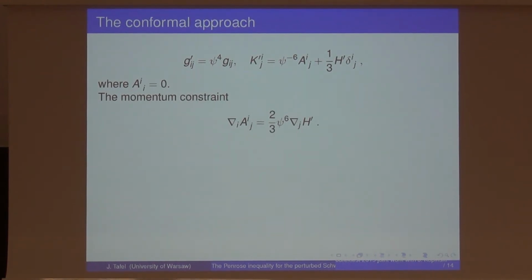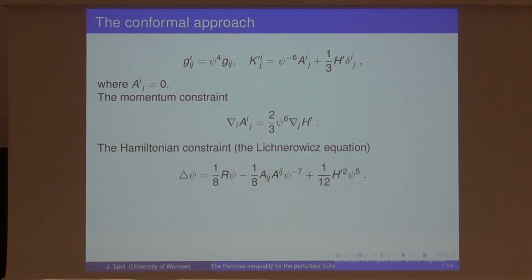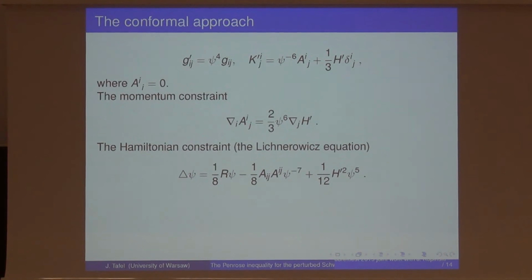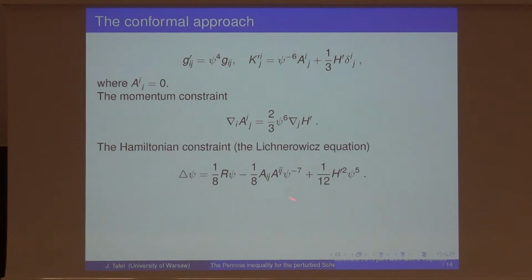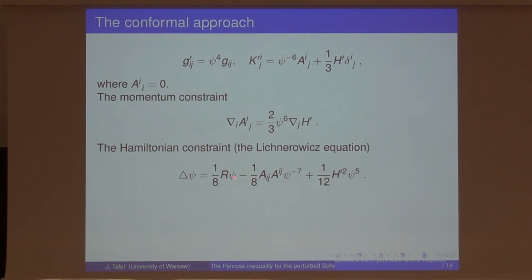The momentum constraint is relatively simple, but already non-linear because of the right-hand side. The Hamiltonian constraint becomes the so-called Lichnerowicz equation, which is more complicated. So we have squares of curvatures on the right-hand side, but we have also nasty powers of this conformal factor psi. R is the Ricci scalar of the metric g_ij.